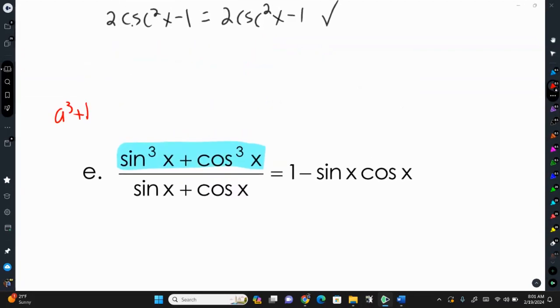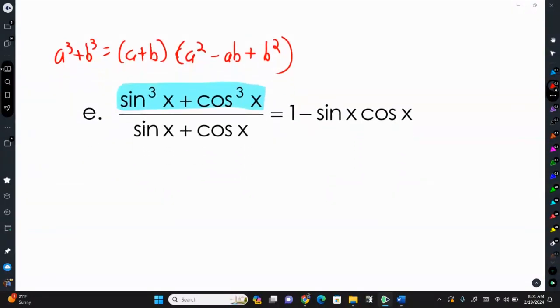A cubed plus b cubed is equal to a plus b times a squared minus ab plus b squared. So that, again, that's the rule for the sum of cubes. And our a value is sine, and our b value is cosine. So let's factor this using that.